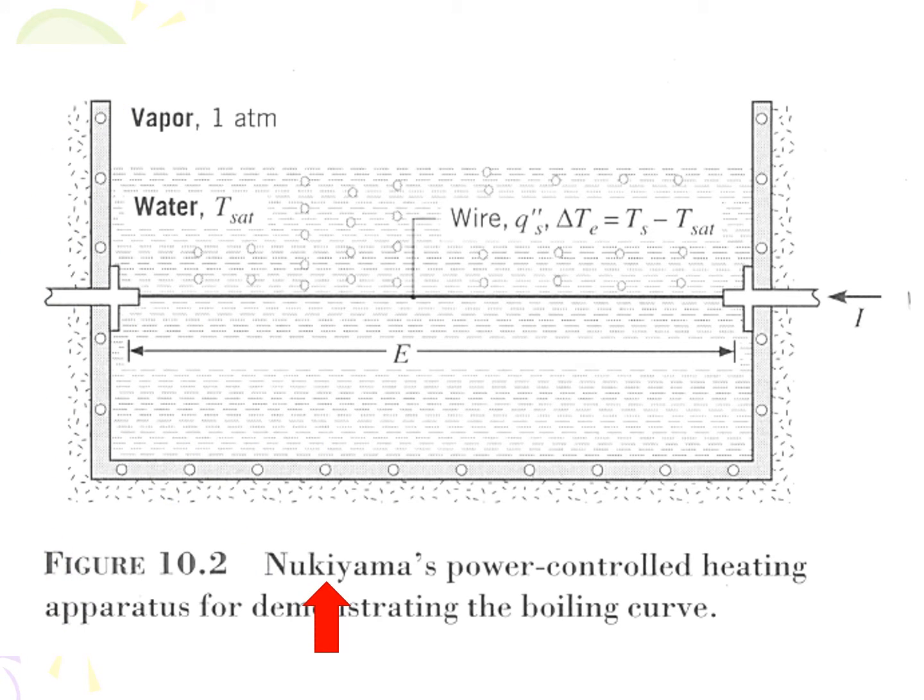Nukiyama spent a lot of time during his BTEC project on boiling water by passing electricity through a wire. He increased and decreased power by increasing and decreasing the flow of current through his wire. This is as power is equal to the voltage difference, E, times the current I. He calculated q double dash by dividing power by surface area of the wire. He measured the surface temperature of his wire, and could therefore calculate delta Te, the excess temperature. He used the data collected to construct the boiling curve at 1 atmosphere pressure.